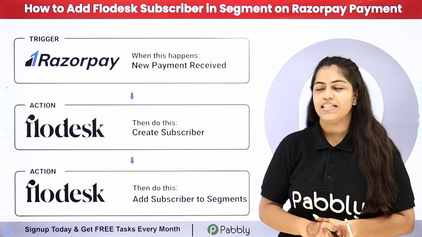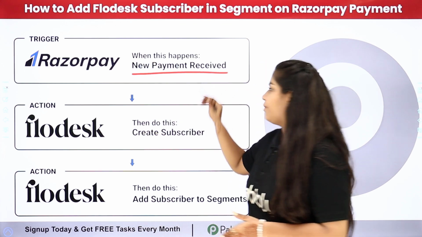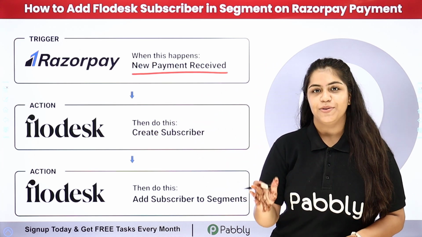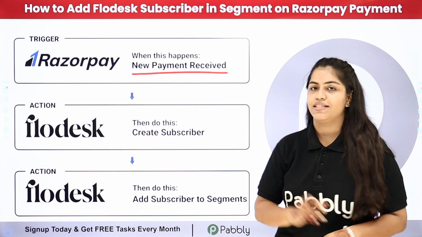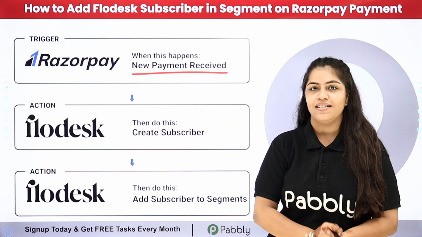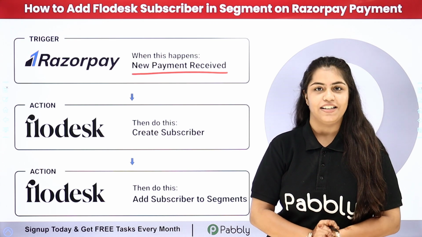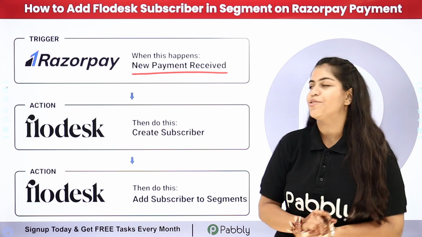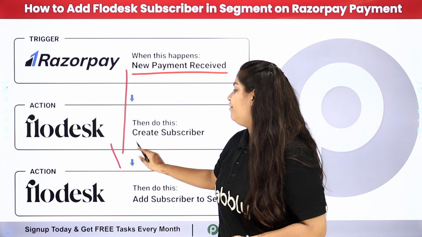So now what I want is that as soon as the new payment is received in my Razorpay account, automatically with the help of the same payment details, a new subscriber should be created in my Flodesk too. And that subscriber should be added in a particular segment, so that I can create targeted marketing campaigns for all of those. So to do this, we are going to create a connection between Razorpay and Flodesk.